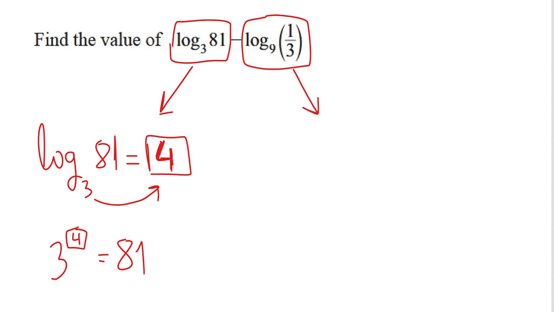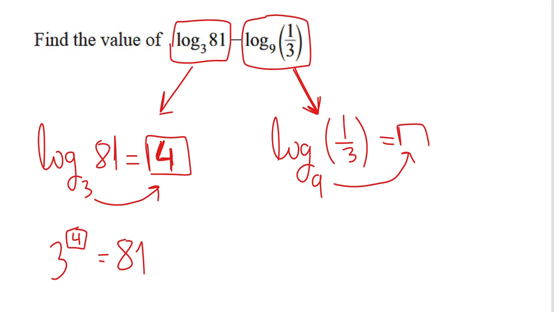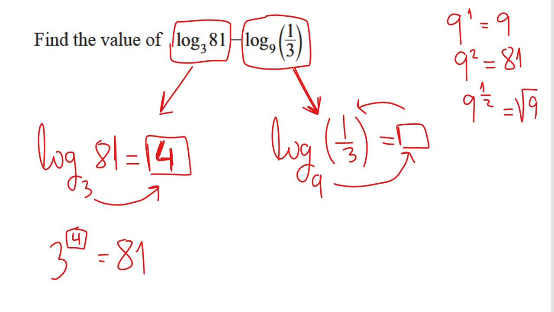Excellent. Now the one on the right side. Logarithm of 1/3 for the base of 9. So we basically say 9 raised to what power will give us 1/3. Okay, this one is interesting. First of all, 9 raised to what power will give us 3? We know that 9 raised to the power of 1 is 9. 9 raised to the power of 2 is 81. Oh, but 9 raised to the power of 1/2 is basically square root of 9, which is equal to 3.